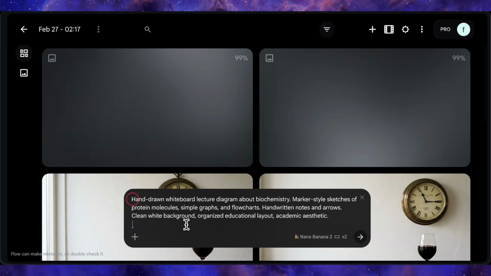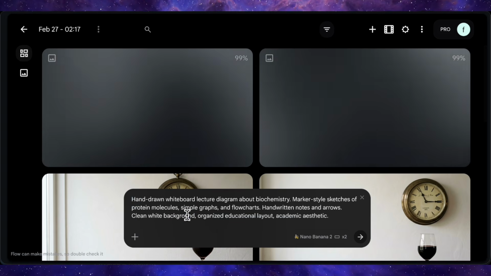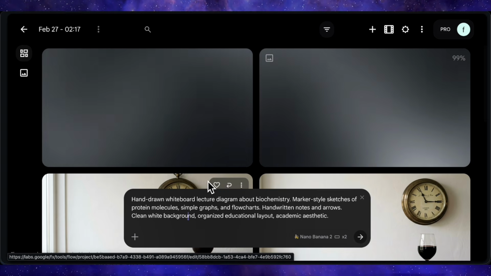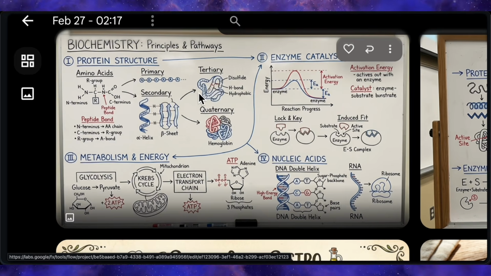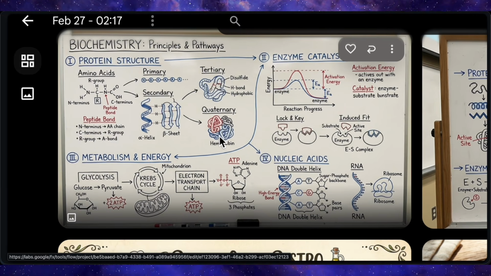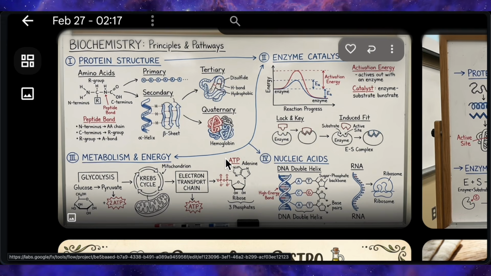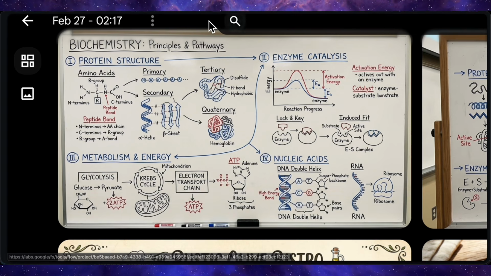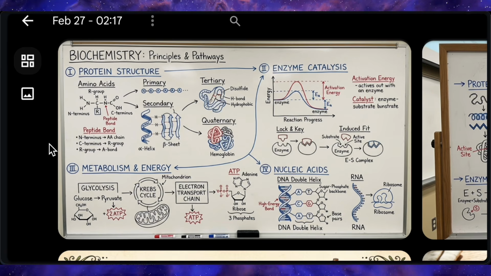Now for the infographic tests. I gave it this prompt: hand-drawn whiteboard lecture diagram about biochemistry, marker-style sketch of protein molecules, simple graphs and flowcharts, handwritten notes and arrows, clean white background, organized educational layout. Look at this result. It says biochemistry principles across the top, different diagrams filling the canvas. It genuinely looks like an actual university lecture slide. I don't know much about biochemistry, but visually this is one of the most impressive infographic generations I've seen from any model.